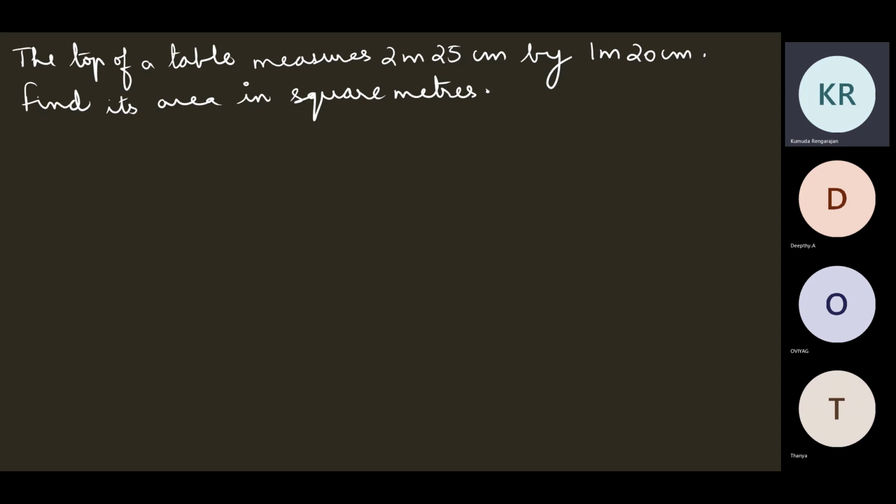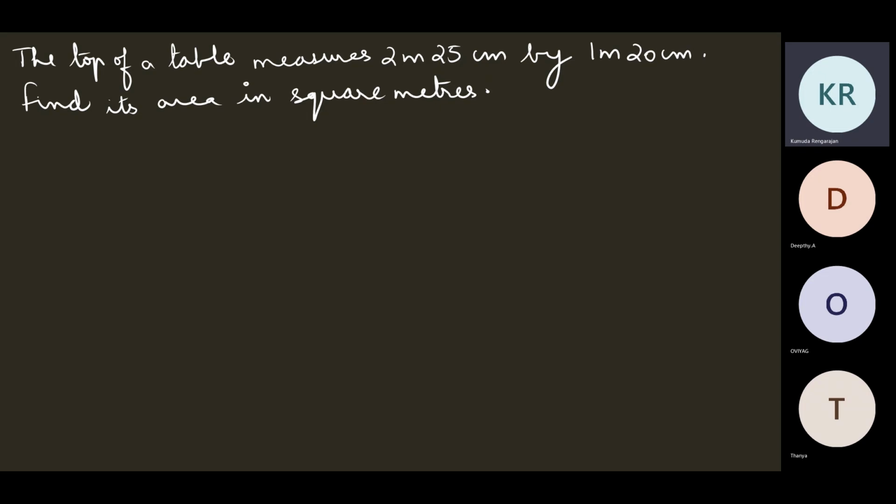Now it's given in meter and centimeter, so you will have to convert that to meters. 2 meter 25 centimeter is equal to how many meters? 1 meter 20 centimeters is equal to how many meters? So like that, you'll have the length and breadth. Now the top of the table is a rectangle because the length and breadth are different. So find the length in meters, breadth in meters, that is convert to meters only, and then find its area.